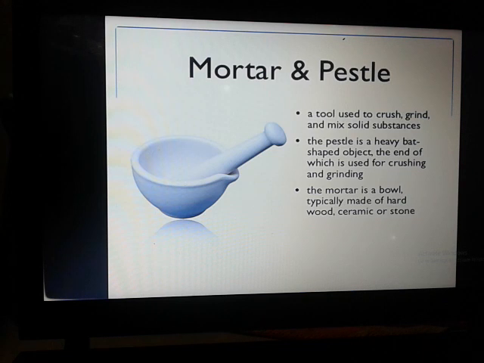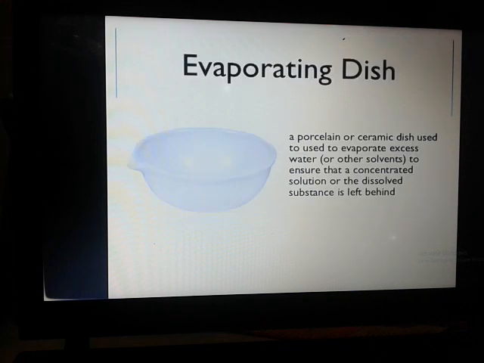Okay, going to the next part, that is the evaporating dish. The term evaporating comes from evaporation, where we expose some substances to something. You know the difference between evaporation and boiling.